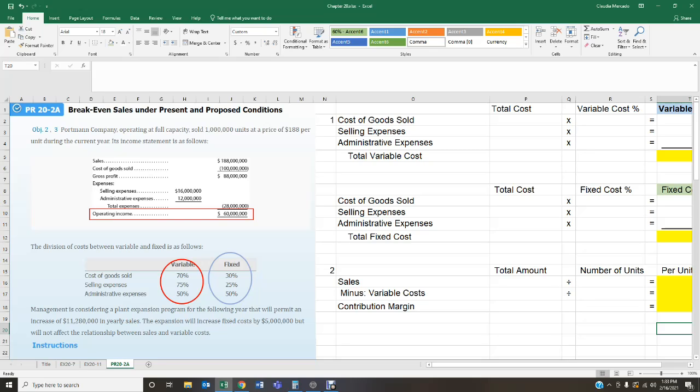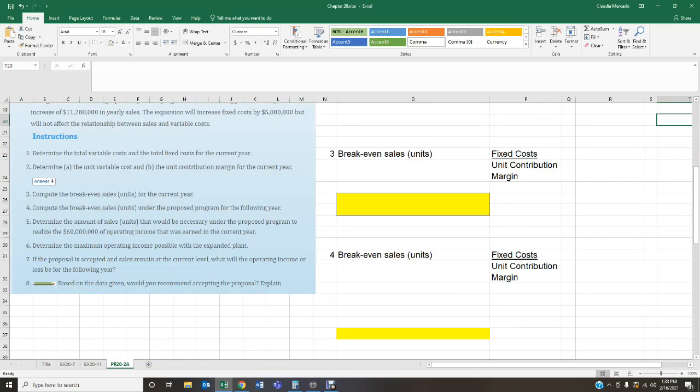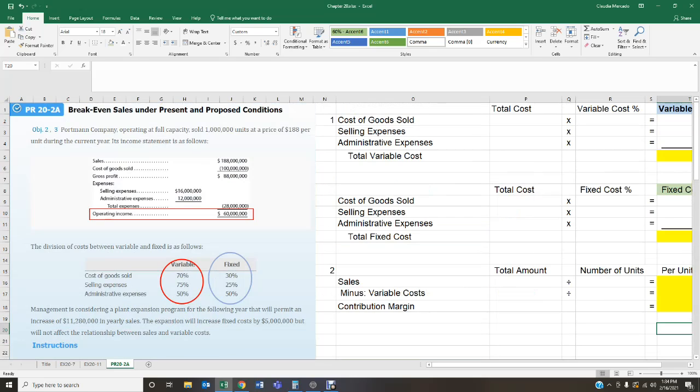Now there are a lot of requirements. There are 8 requirements in this problem. We're going to go one by one. Okay. That way we can get it figured out. So our first requirement asks us, determine the total variable cost and the total fixed cost for the current year. Okay. So I have set up the first part up here.